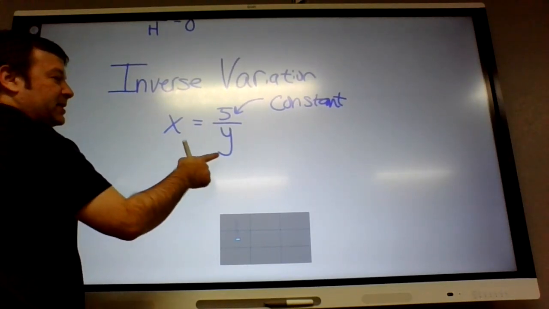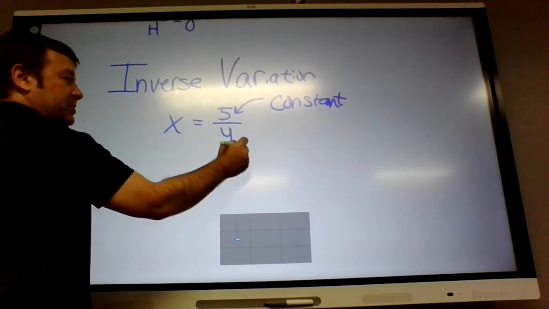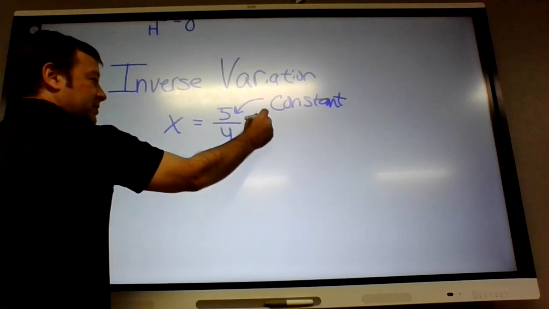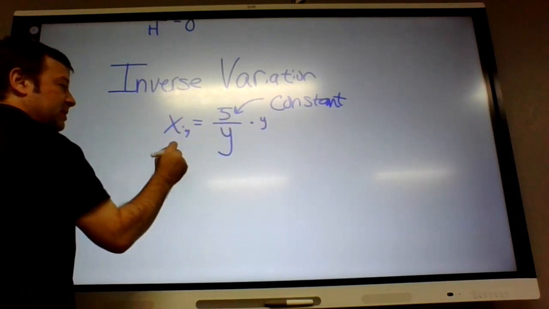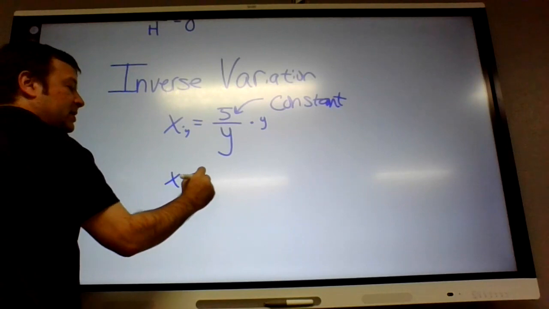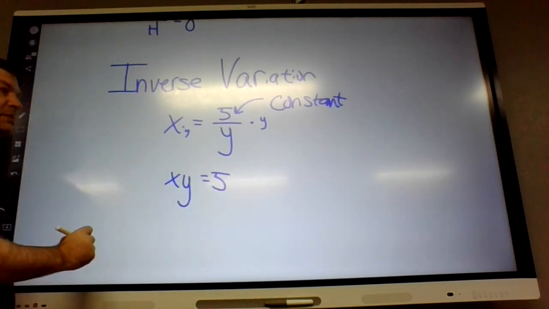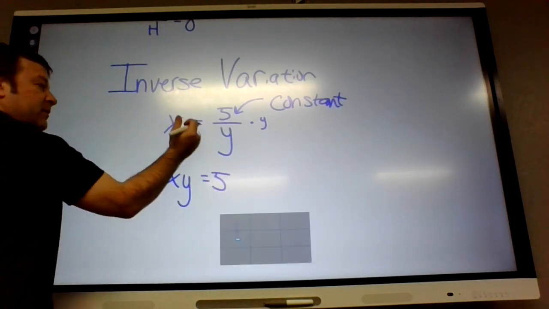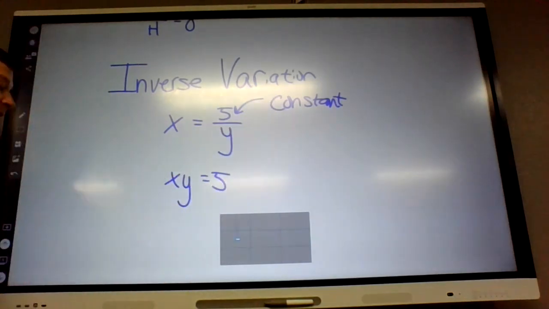But you can manipulate this one too. If we multiplied both sides by y, what would this turn into? It'd be xy equals 5. So inverse relationships could look like that too.